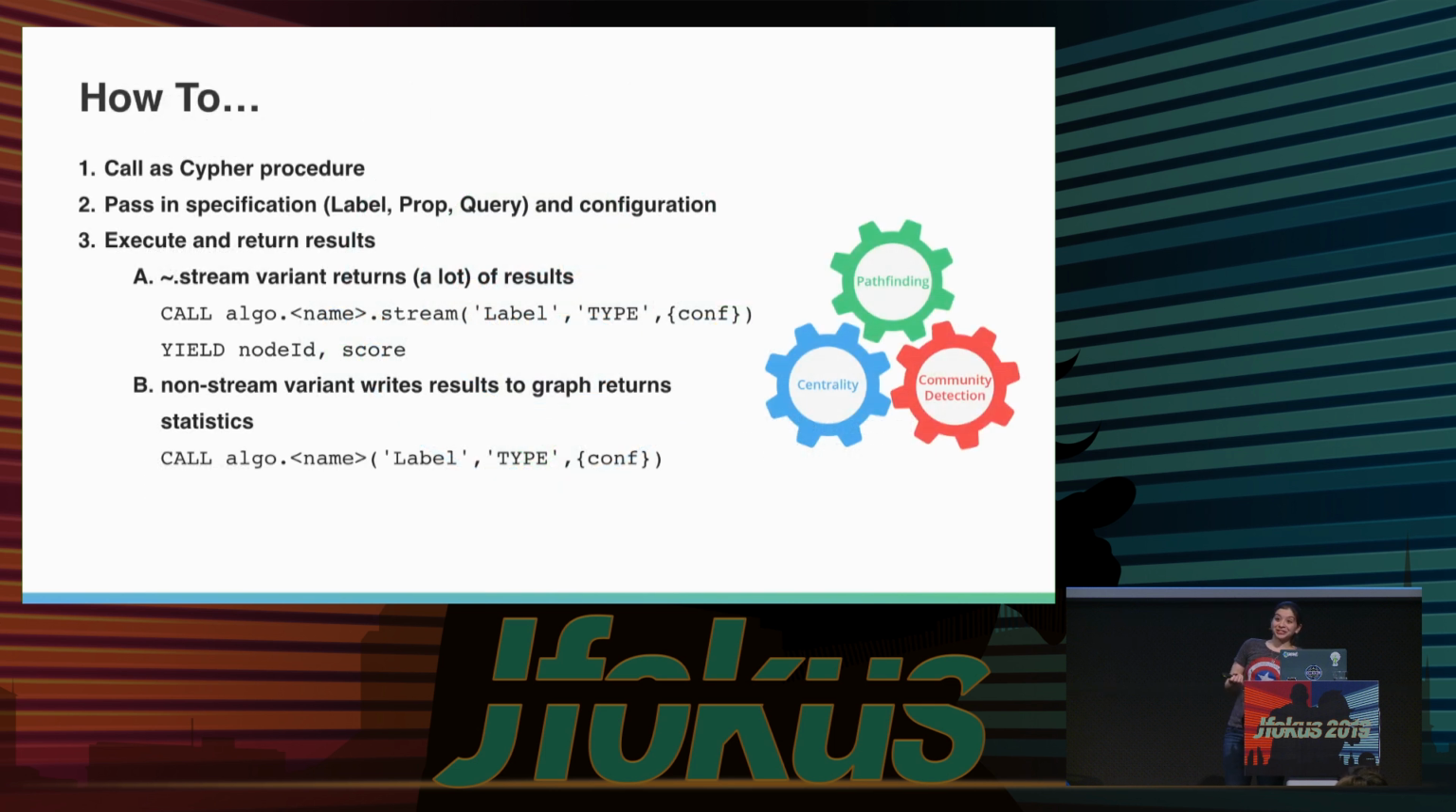So how do you actually do this? You'll call it as a Cypher procedure. You'll pass in a specification, use like a label or a property or a query, as well as some configuration, and then you can execute and return the results back. So there's a stream variant that'll give you just a ton of results. It's almost like seeing a massive log file of results come back to you. But if you don't want to look at all that or sift through all of that, you can also do a non-stream variant, which basically writes the data to the graph and then just returns statistics on that. And then you can query that at your leisure.